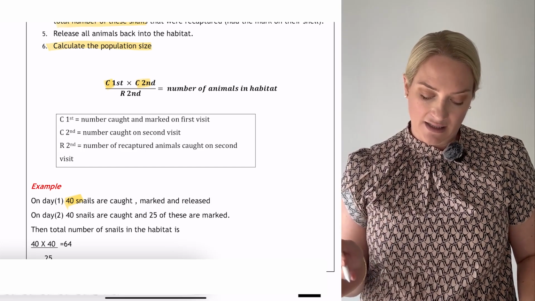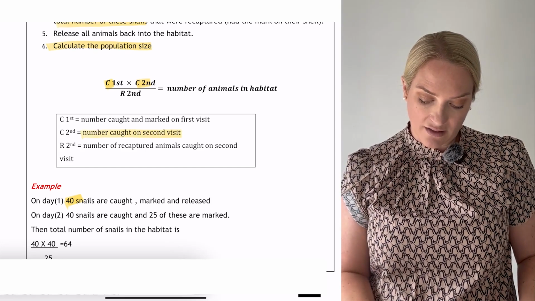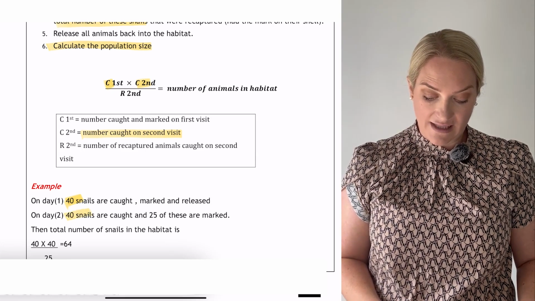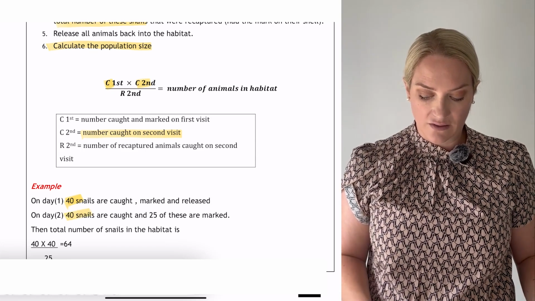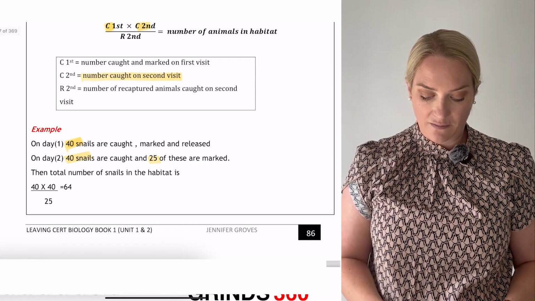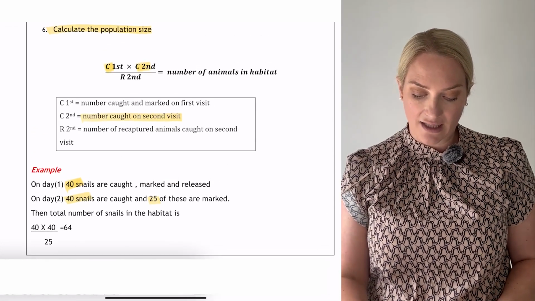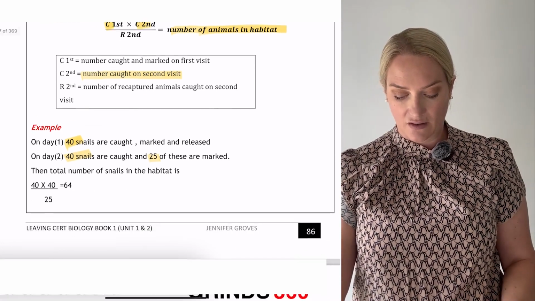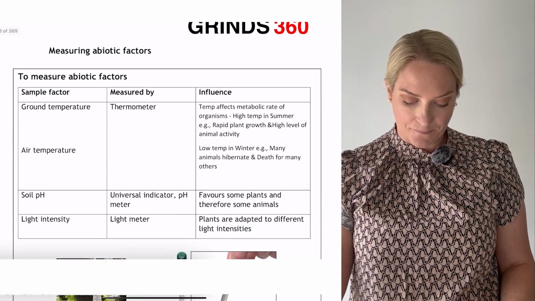And then on my second day of capture, so it's the number caught on the second visit. So I'm saying on the second visit, I caught 40 snails again. But of those, 25 had a Tipex mark on their back. So there we have 40 by 40 over your 25. Calculate that out, and that will give you the number of animals in your habitat. So that example would be for snails.